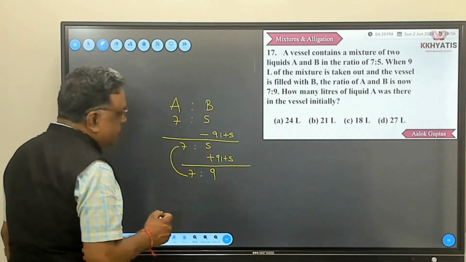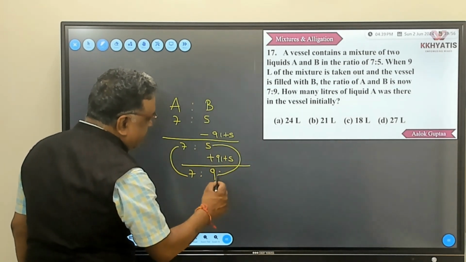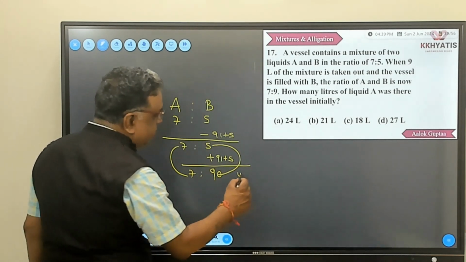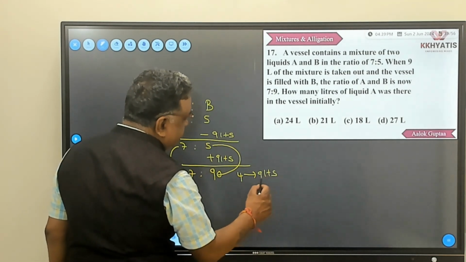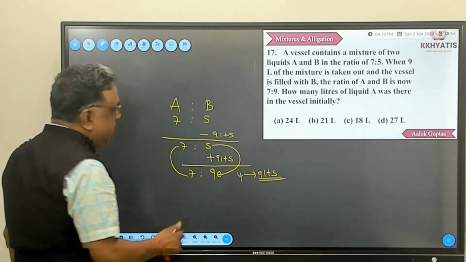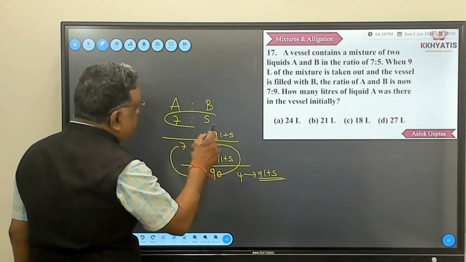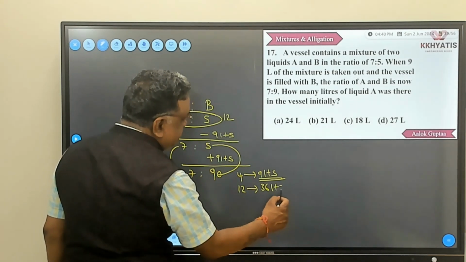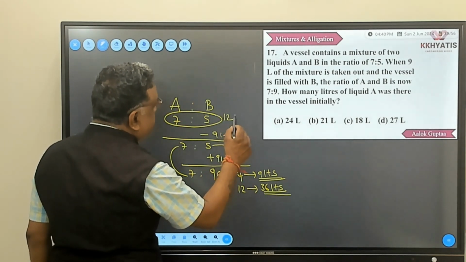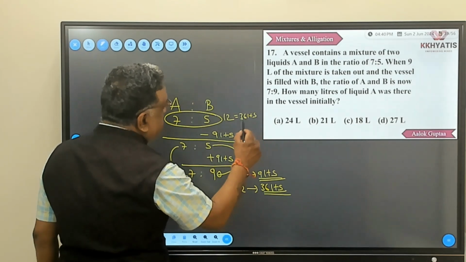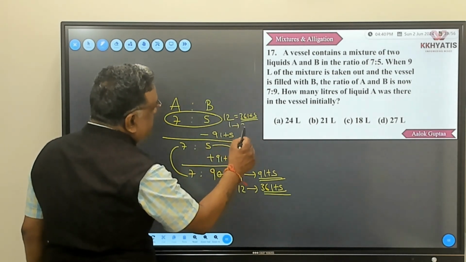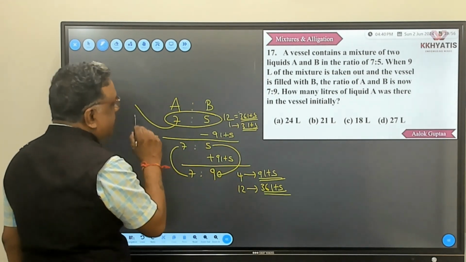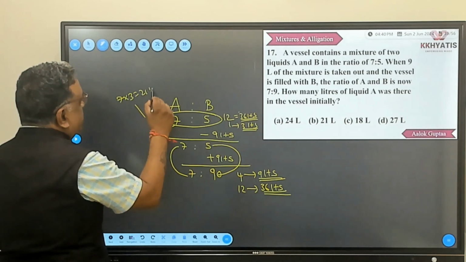Which means here I've added, in terms of ratio, 4 of liquid B, which corresponds to 9 liters. Clear? Which means initially I had total of how much? A and B, 12. If 4 is 9 liters, 12 would be 36 liters. Which means I had initially 36 liters. Which means 1 will correspond to 3 liters, 36 upon 12. I have been asked the quantity of A. So it will be 7 into 3, 21 liters. That's the answer.